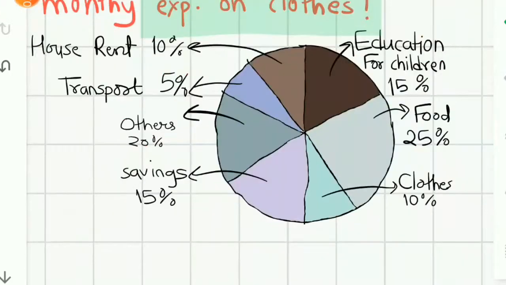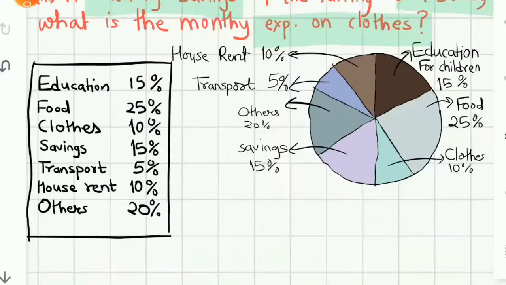When we look at this pie chart carefully, we get to know the percent distribution of all the expenditures. For example, food requires 25% of the salary, clothes 10%, and so on. So what we are going to do is, we are going to make a chart out of this information saying what is the expenditure reason and what is the percent of salary that is going on that particular item. So this is the pie chart here, and this is the data coming from it.